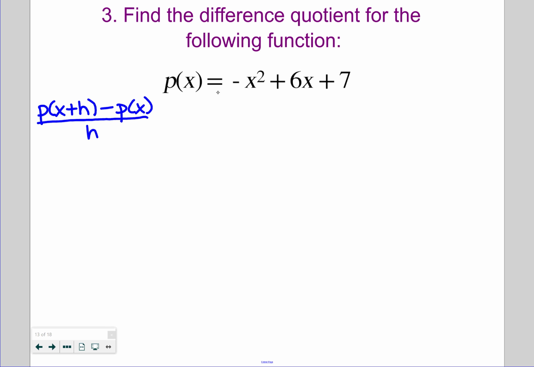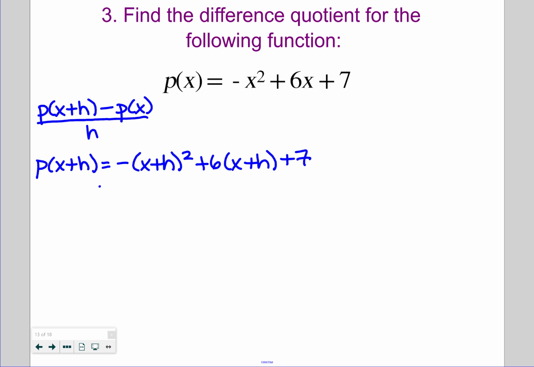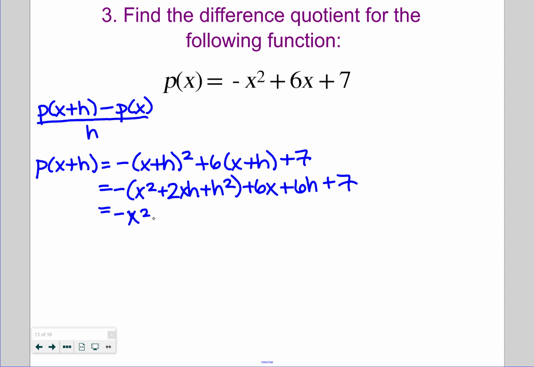So the first thing that we need to find is P of x plus h, which means take the x out of the function, put x plus h in its place. I'm going to FOIL first: x squared plus 2xh plus h squared. I'm going to distribute my 6 in while I'm at it, and then I also have to distribute that negative in. Make sure you always FOIL before you distribute. Negative x squared minus 2xh minus h squared plus 6x plus 6h plus 7.